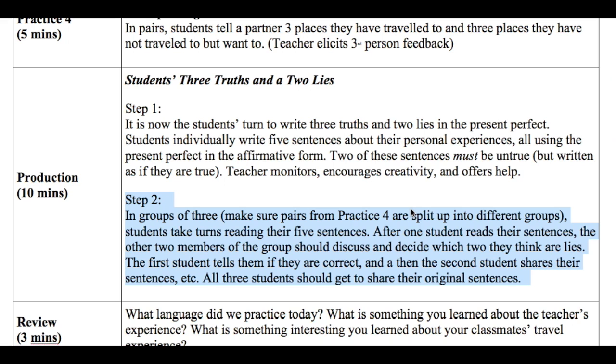After one student of the group of 3 reads their sentences, the other 2 members should discuss amongst themselves and decide which 2 they think are lies and why. Once they make their decision, they'll tell that first student, we think these 2 are not true, and the first student will tell them whether or not they're correct, and they'll have a conversation about that. Then they'll move to the next student. The next student will read their 5 sentences, and the other 2 students have to decide whether or not those are true.